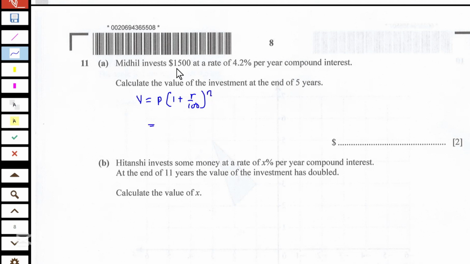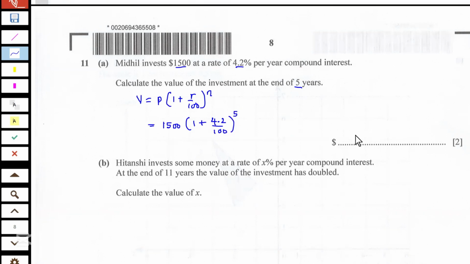So of course, the principal is $1,500. The rate is 4.2%, and the number of years is 5. So now let's multiply 1,500 times 1 plus 4.2 over 100, in brackets, to the power of 5. Number of years is 5. Now use your calculator to add and multiply this, also recognizing the power 5.